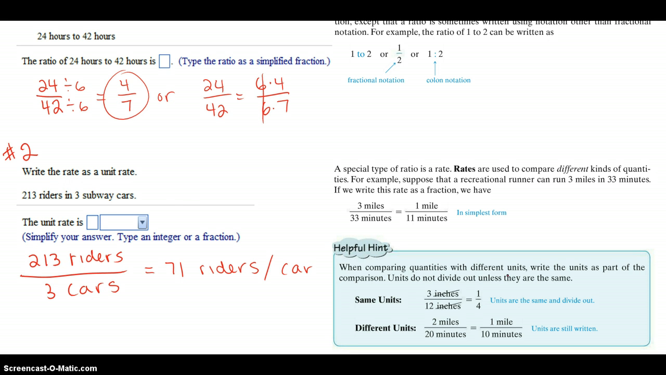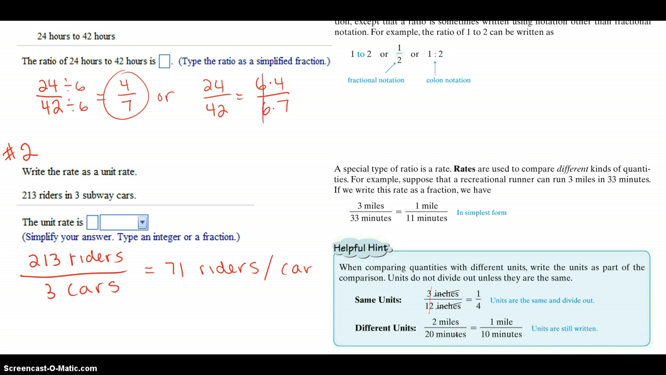When comparing quantities with different units, we must keep the units as part of the comparison. Otherwise, we don't need to. So when they have the same units, like in the first example, a ratio, the 3 inches to 12 inches, the inches can be canceled. By the way, 3 does go into both of these. That's where they get the 1/4.